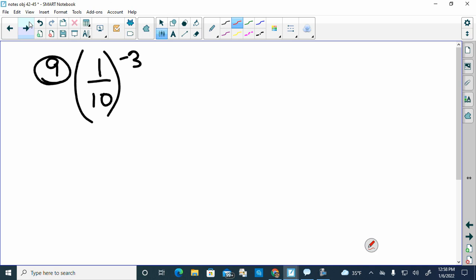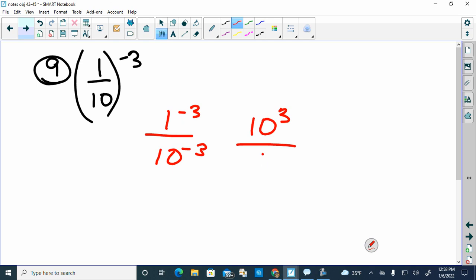Remember, when it's parentheses, it means everything in there is to that power. So it means that 1 is to the negative third power and the 10 is to the negative third power. But we don't want exponents to be negative. So to make them positive, I would just switch that whole thing. So now it's 10 to the third power. Do I even need to write that bottom one? No, because 1 to the third power is just 1 times 1 times 1, which is just 1. So we just need to simplify that, so multiply 10 times 10 times 10.